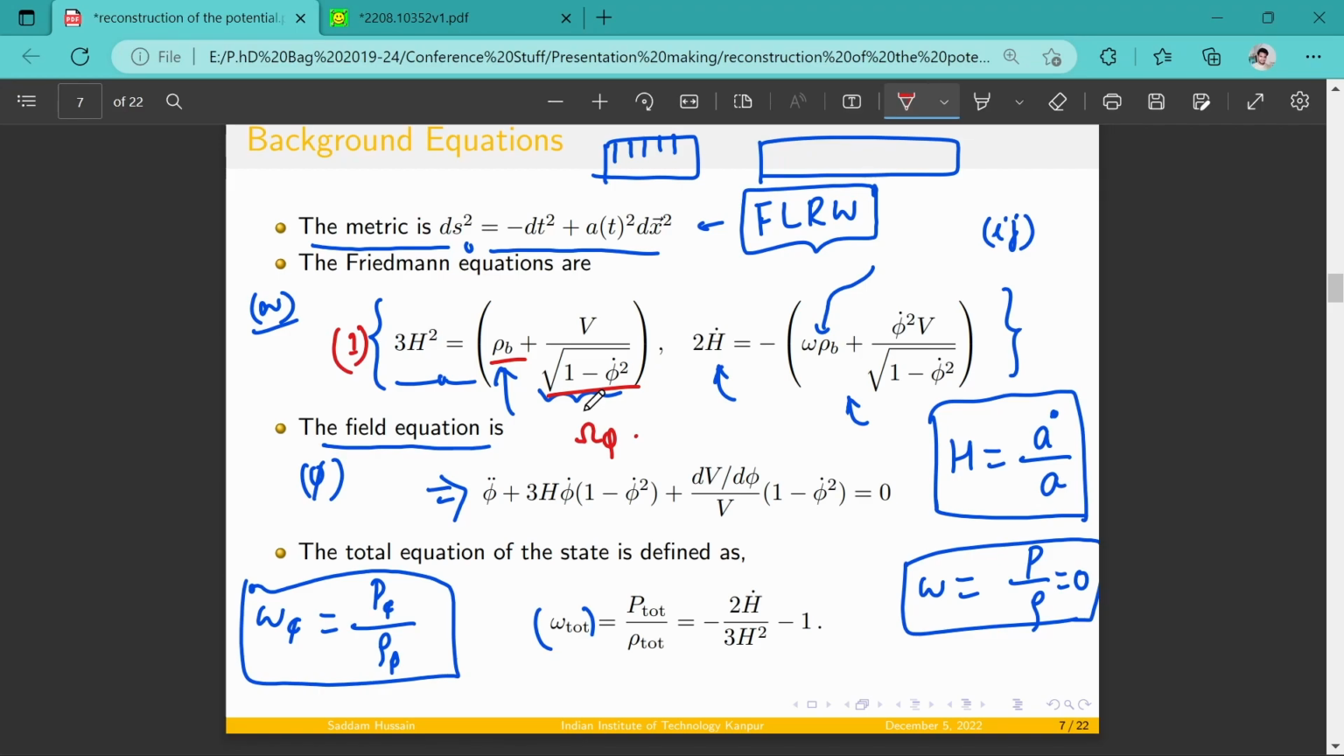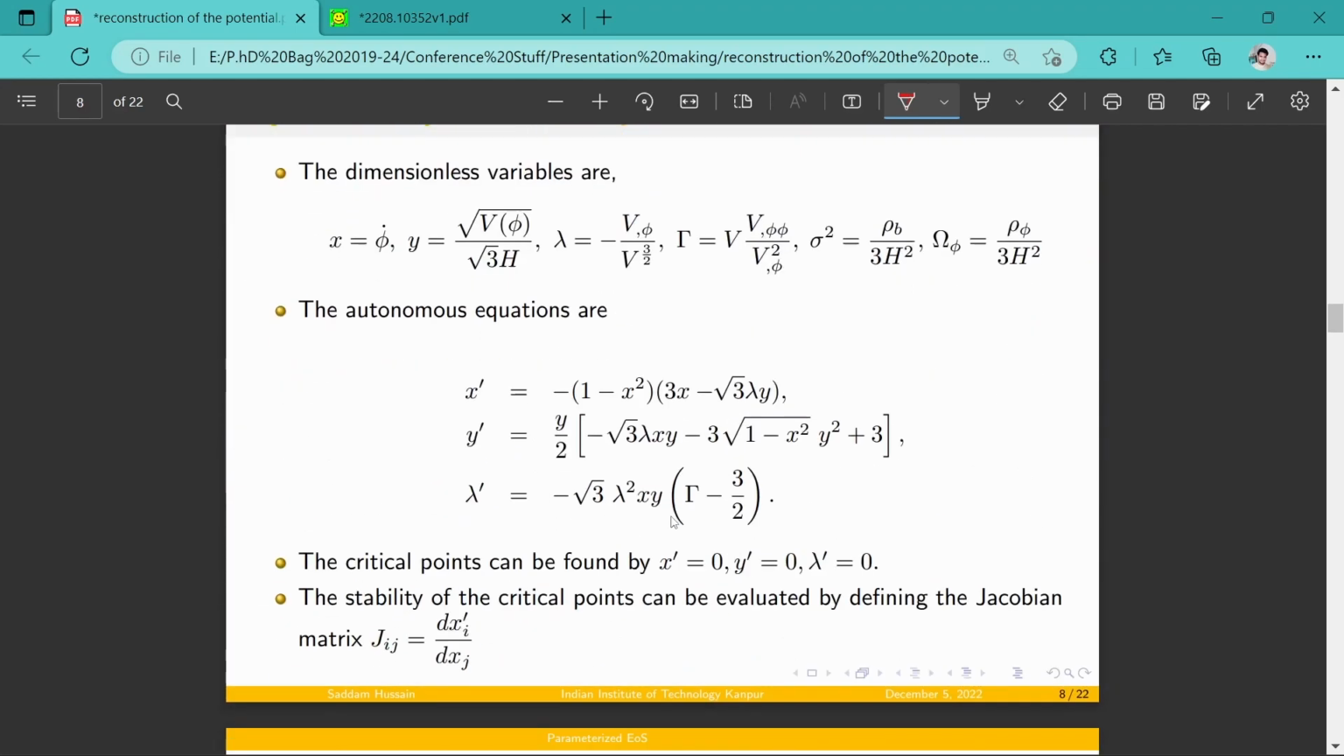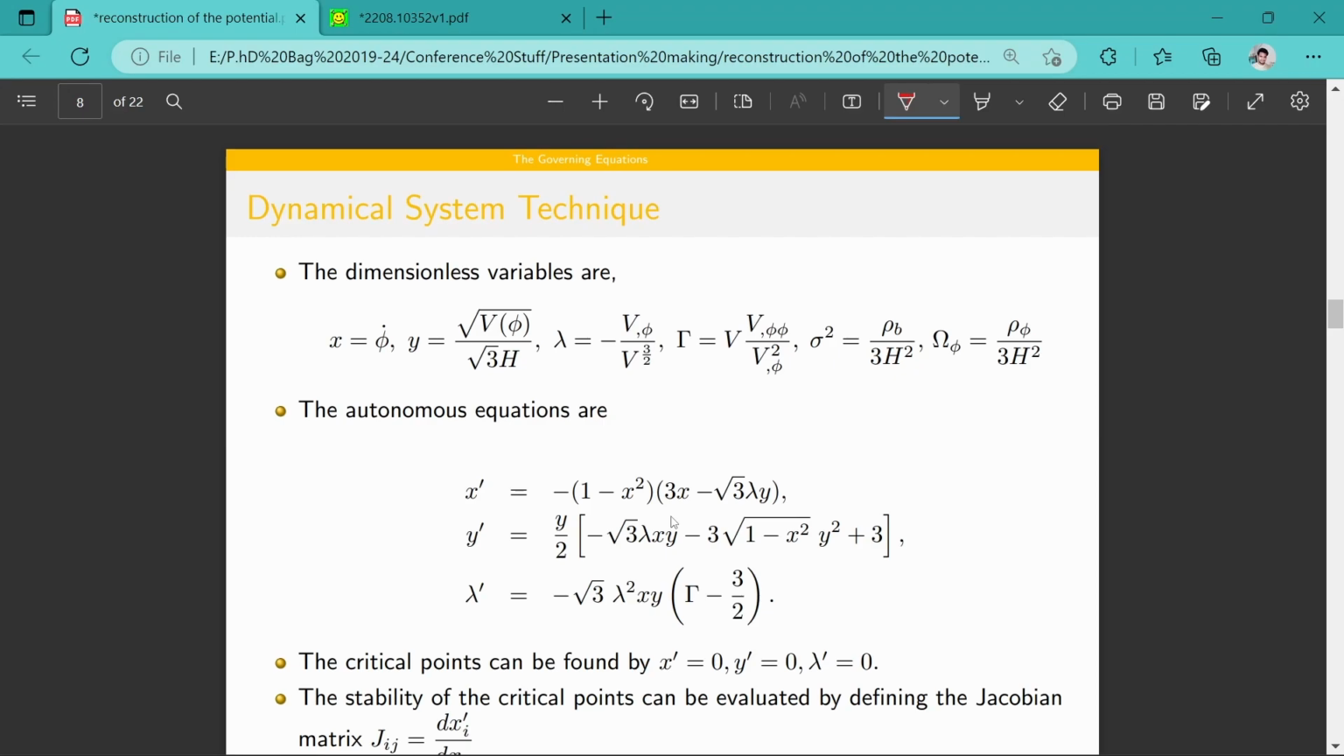So what we can do, first of all, is convert everything in terms of a dynamical perspective. What is the meaning of it? To understand the dynamics of the system, or to unlock the behavior of the system dynamically, you first have to define the dimensionless variables. Now you first have to understand the dimensions of the field phi, phi dot, t, and all these things, and based on this we have constructed x, y, and lambda. Now x is the time derivative of the field, y is proportional to the square root of V, and lambda is V comma phi over V. So it is the first derivative of the potential.